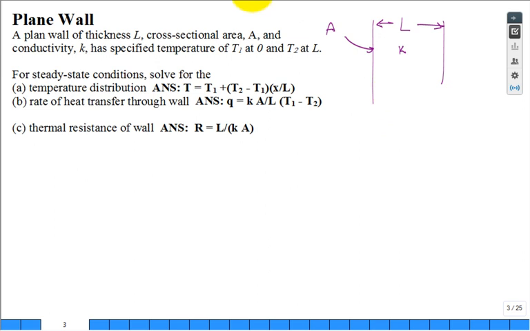Let's introduce a coordinate system. The coordinate system is x running from 0 to L. So the wall has thickness L. Okay, and then the temperature at x equal to 0 we'll call T1, and the temperature at x equal to L is T2. So the temperatures are specified at the faces.